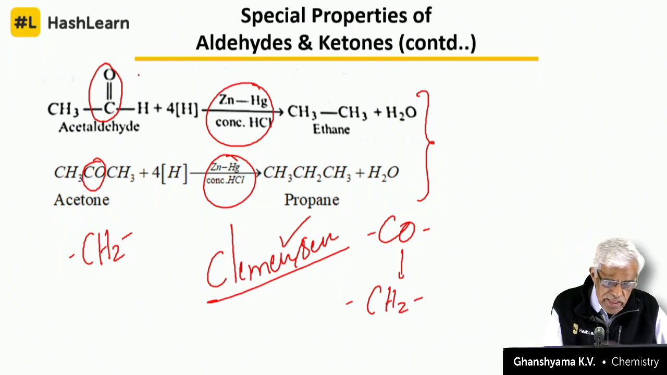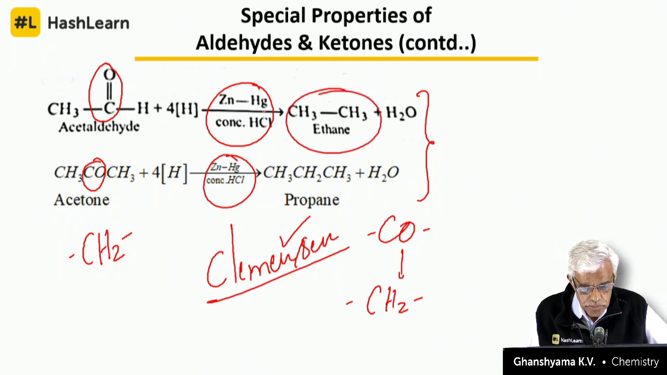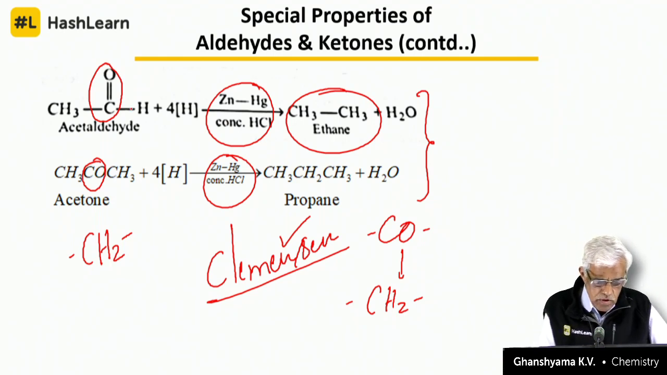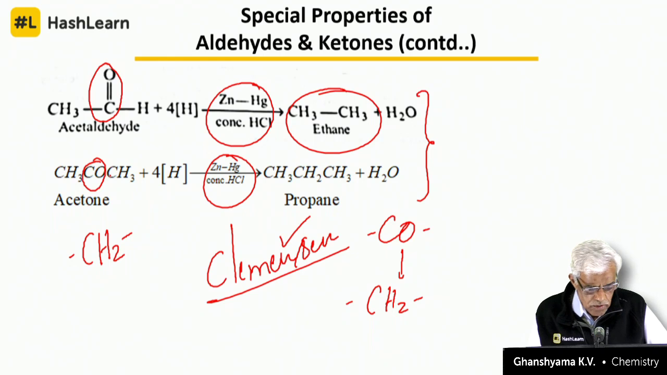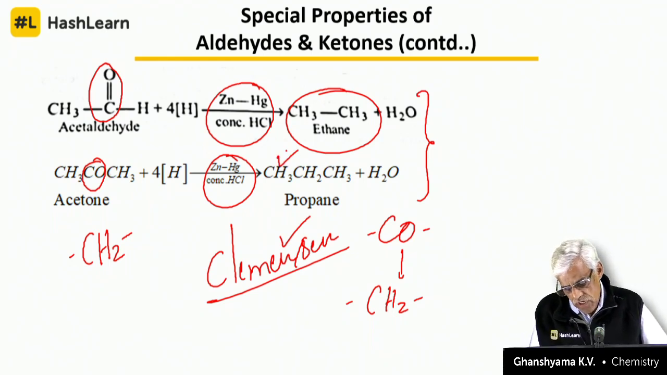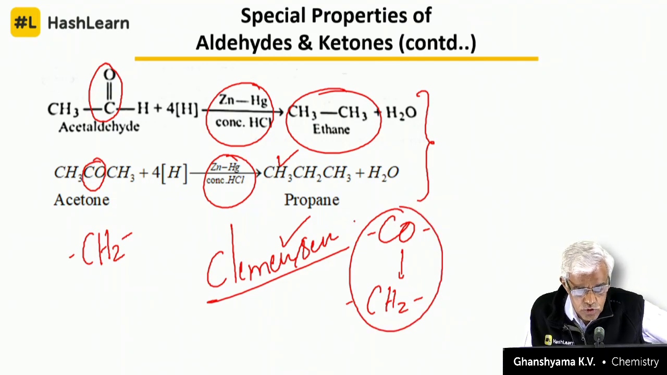Thus, ethanal or acetaldehyde forms ethane, and acetone or propanone becomes propane. The CO group is reduced to a CH2 group.